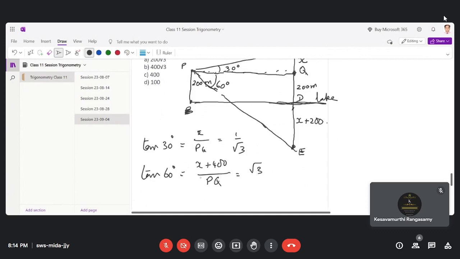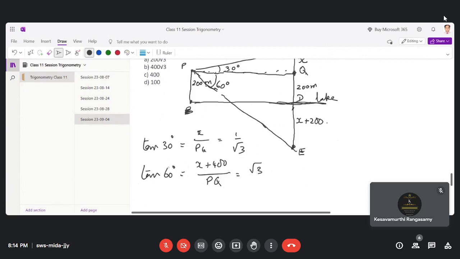So how did you do? Why did you get stuck? Sir, I missed the point DE as X plus 200, sir. Okay, okay. Because this is the mirror image. So, right.